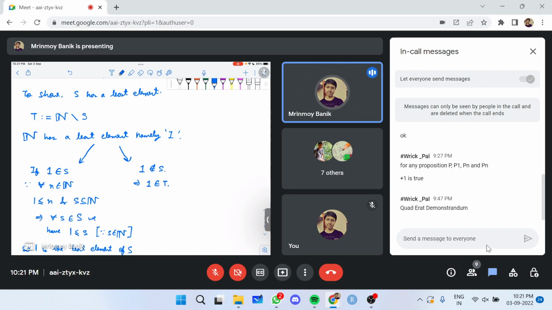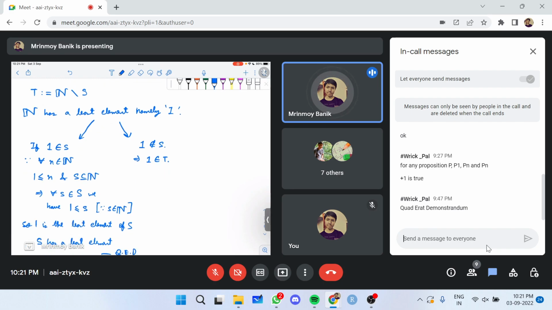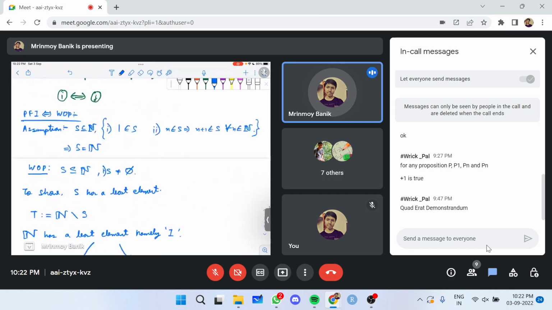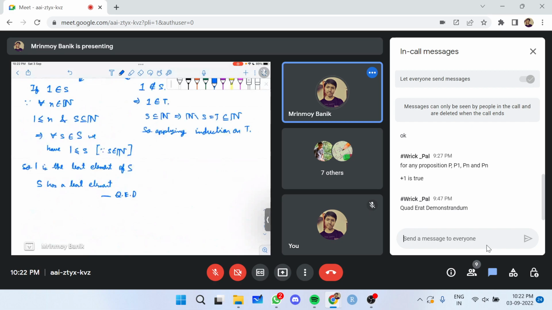Yeah, we can prove it likewise as we can apply induction on T. Observe that S is a subset of N, so that implies N minus S, that is, T is also a subset of N. Right, so we can apply induction on T. Since induction is our assumption, we have assumed PFI. So we know 1 is inside T, we just showed.